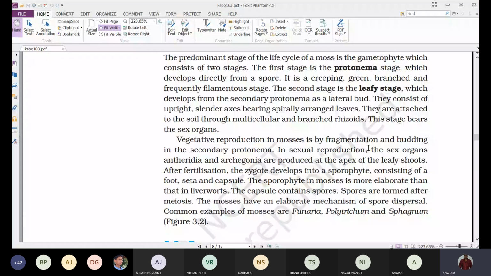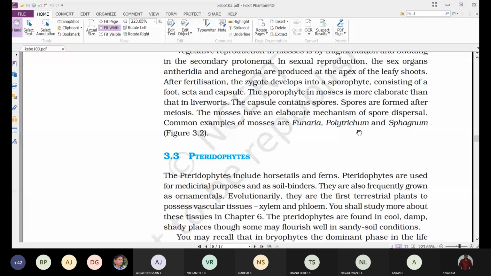And next, some of the examples of mosses are Funaria, Polytrichum, and Sphagnum. Understood? Anybody is having any doubt? No, sir. Okay.